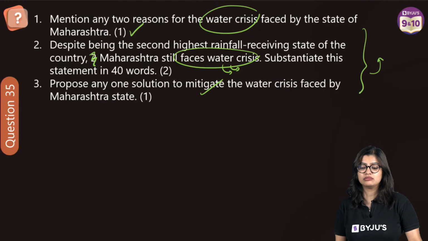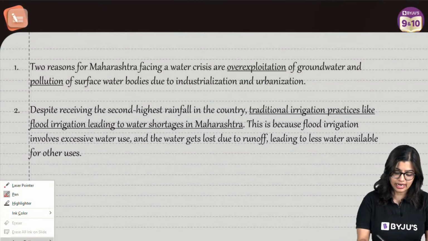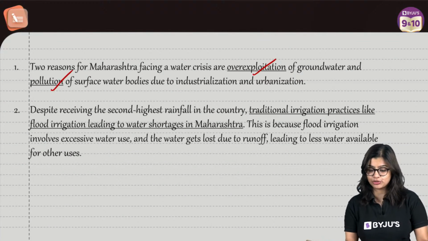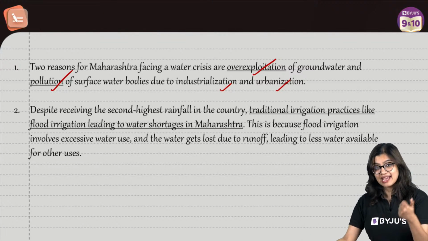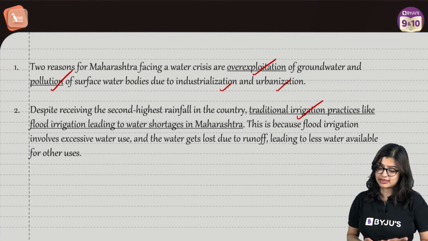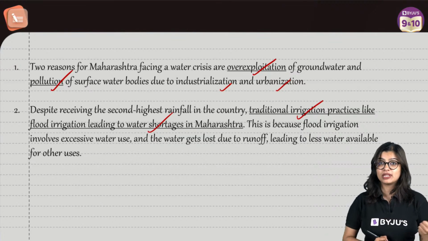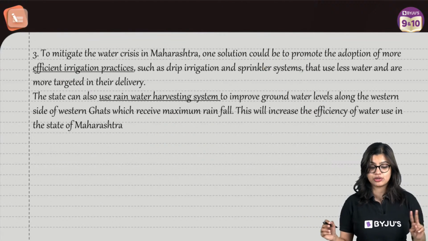Substantiate means justify the statement, right? So here you can mention all these pointers, right? Water crisis, overexploitation and pollution due to industrialization, urbanization. Why has there been water crisis? Traditional methods are being used, resulting in water shortage. Along with that, the quality of water is not that great. You can mention those points. 2 points you need to write.